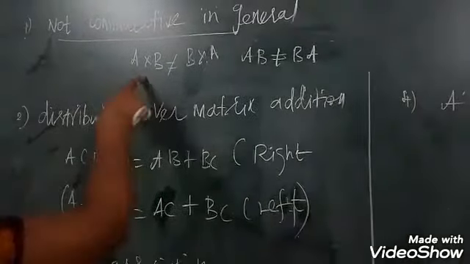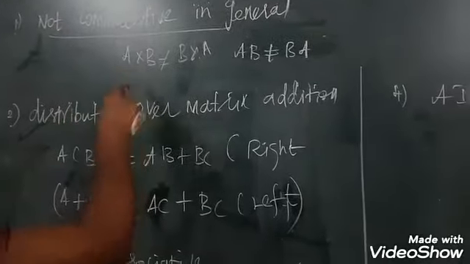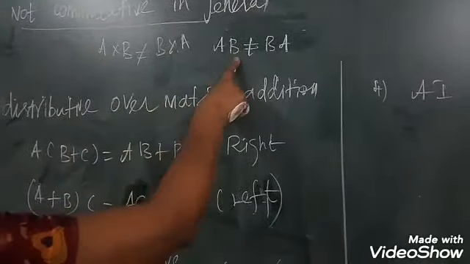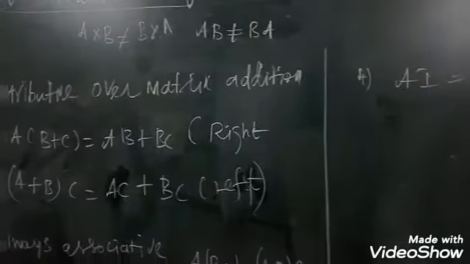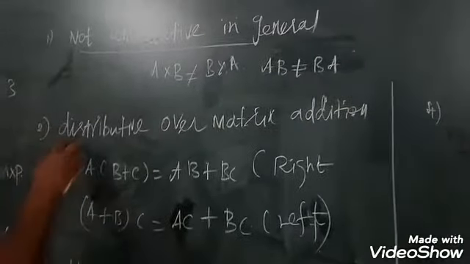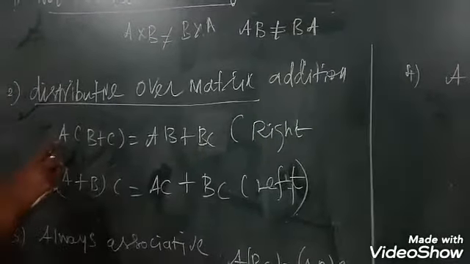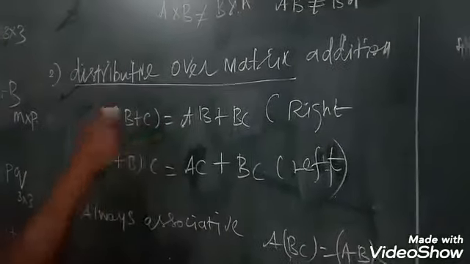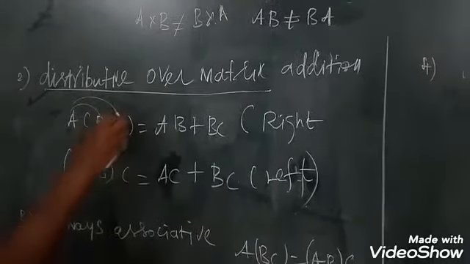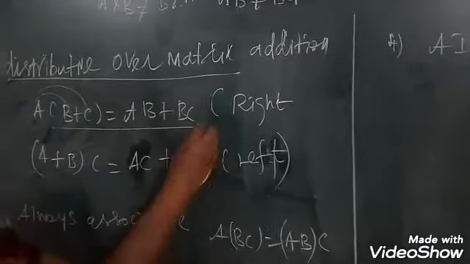Okay girls. First, it is always not commutative. If you multiply A cross B, it is not equal to B cross A. Then distributive. You already studied distributive, but here the right side is A into B plus C. Now the right hand side is AB plus AC. If you add, you will get the same matrix.